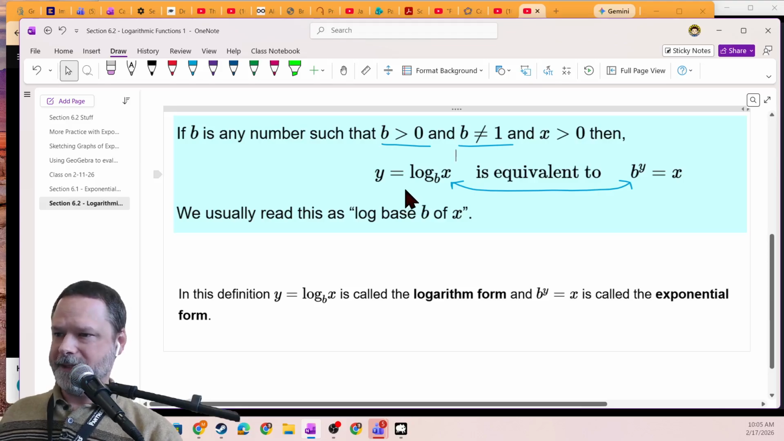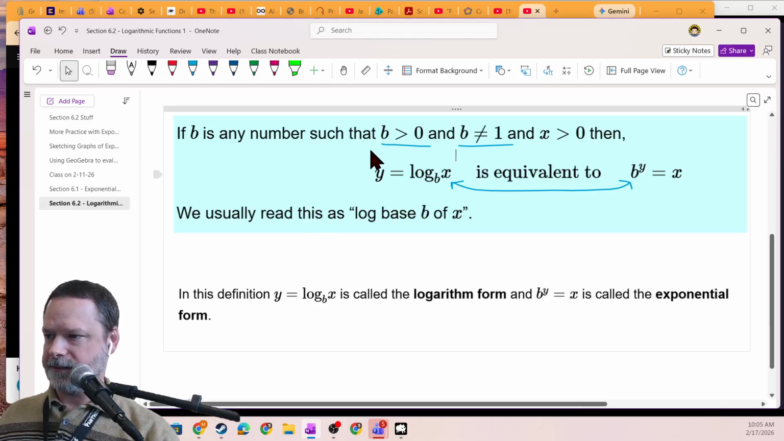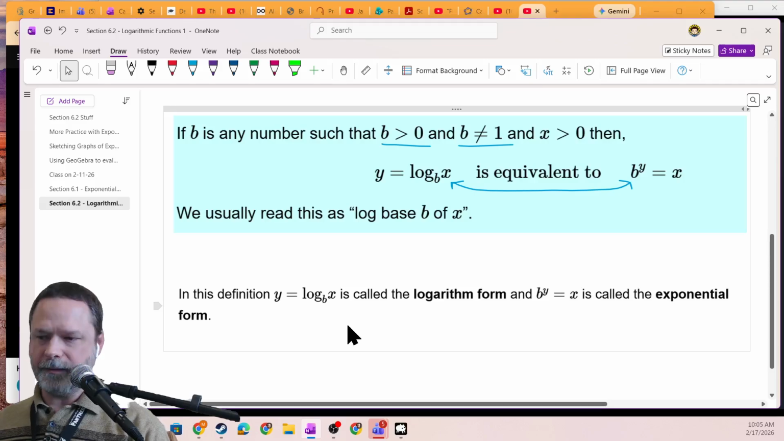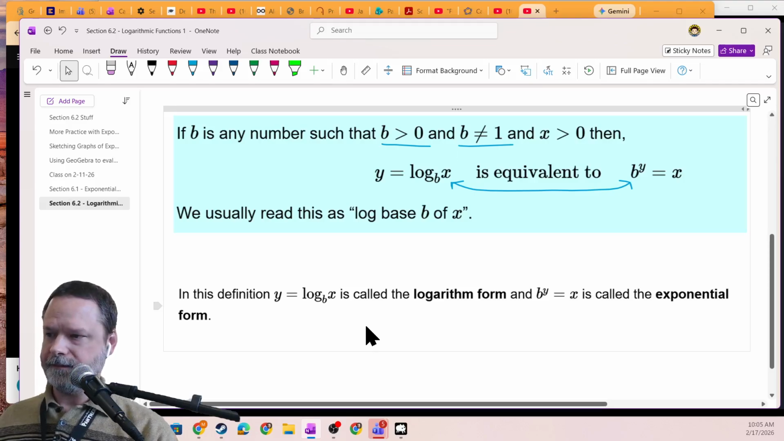And the way we say this expression right here, we'd say y equals log base b of x. All right. In this definition, y equals log base b of x is called the logarithmic form, and b to the y equals x is called the exponential form. They're equivalent. Okay, so that's where we're going to be going.